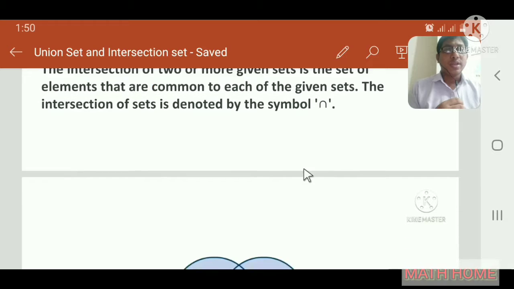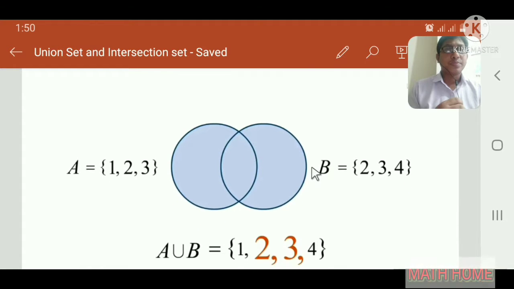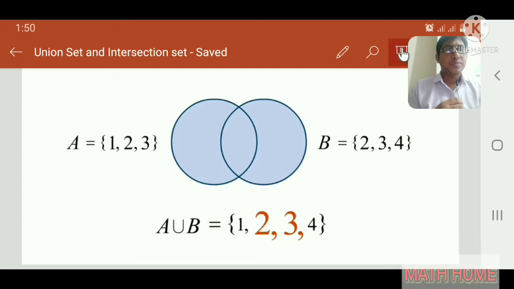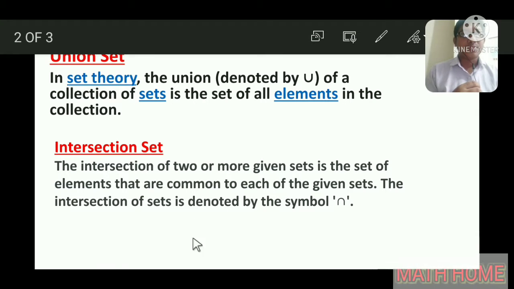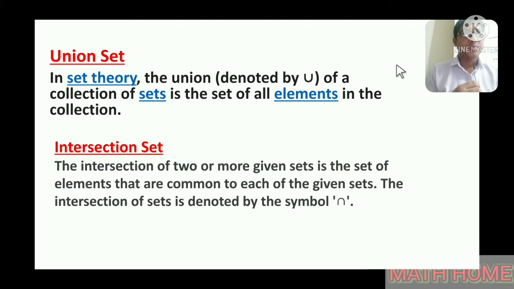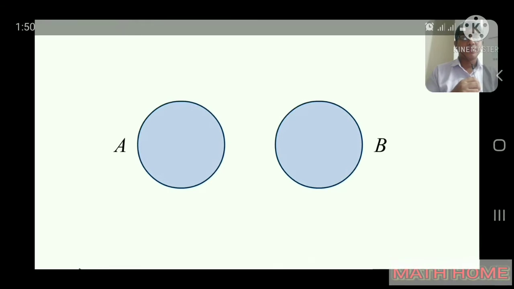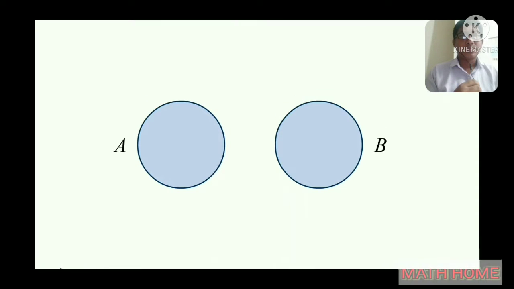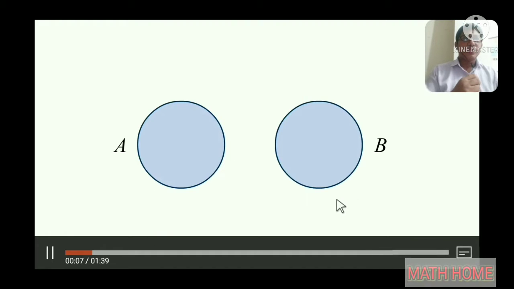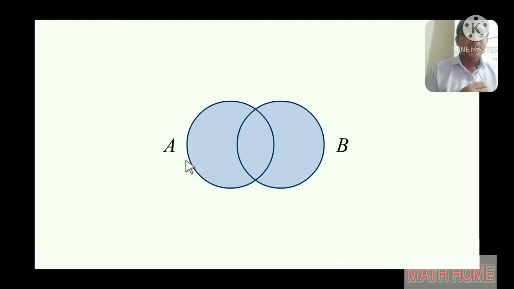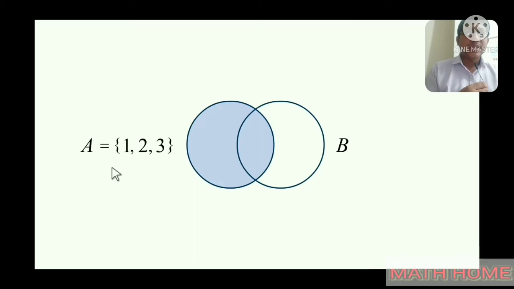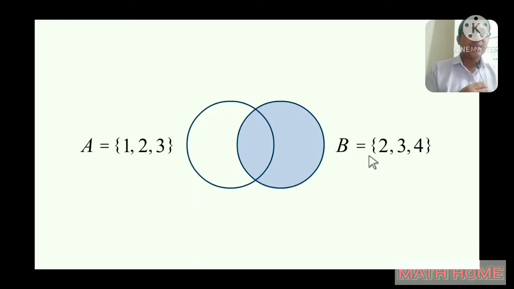Now let's go to an example. Let A and B be two sets. This is the common area of sets A and B. Now let A's elements be 1, 2, 3 and B's elements be 2, 3, 4.